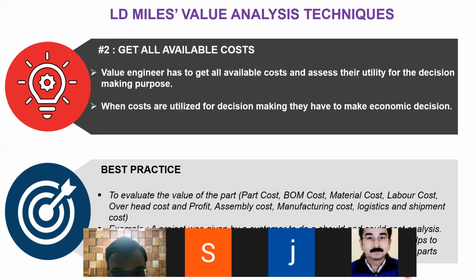Okay, this information is very much important. And the second part is also very important. You have to get all the available cost. Even try to get the maximum cost which is available. This will help you to make a decision also. That's why you try to get the maximum available cost. So for example, you have to get part cost. Here for the process it will be process cost, stage by stage cost, bill of material cost, material cost, labor cost.